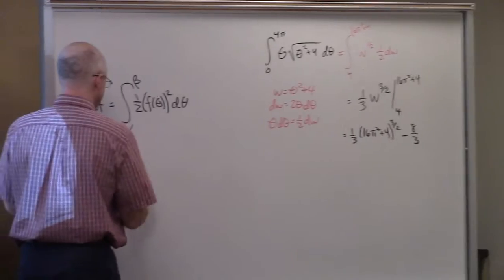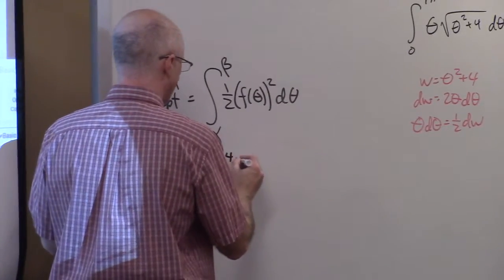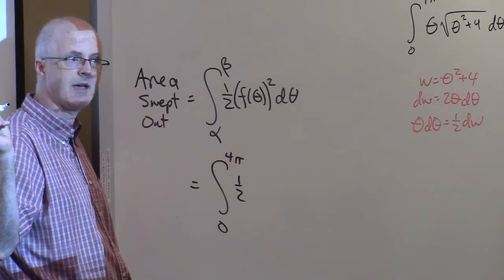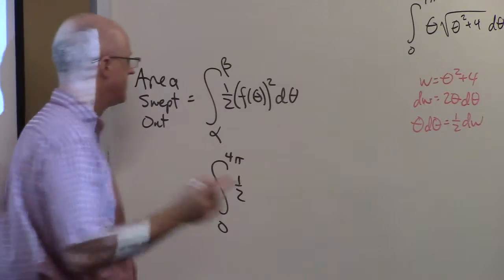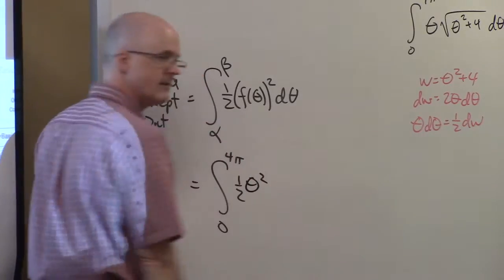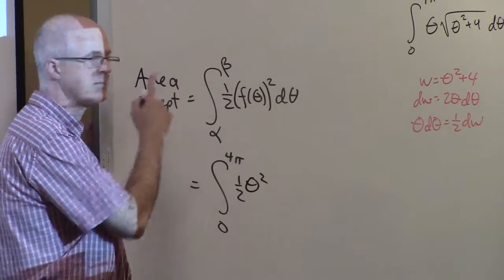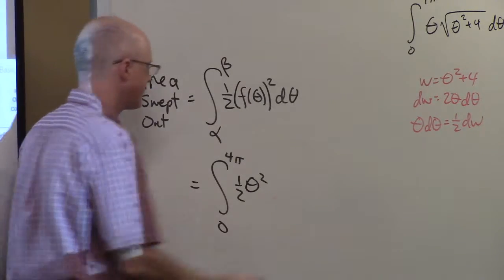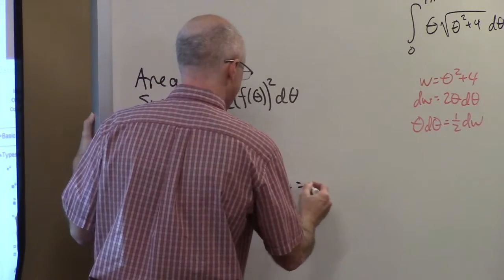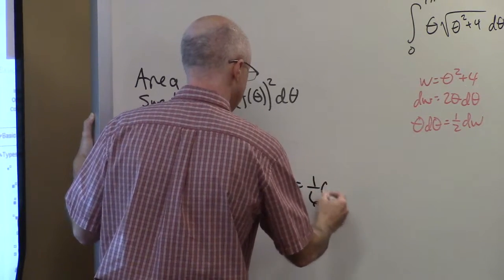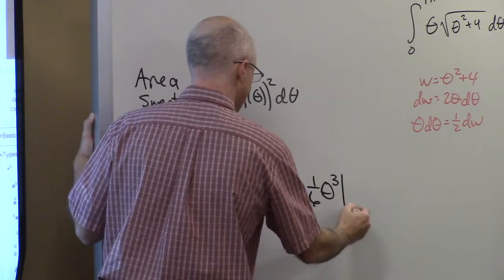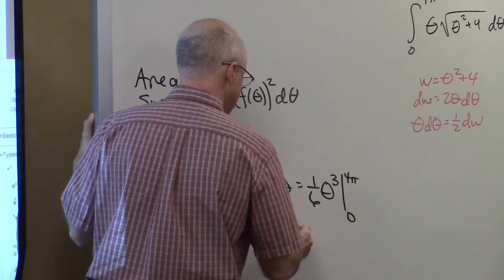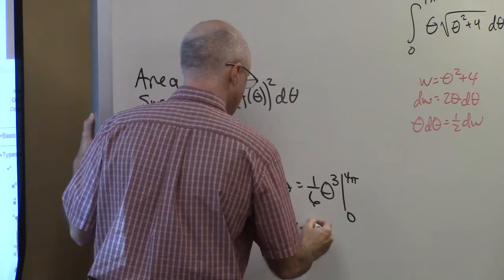For us, this is going to be 0 and 4 pi, and f of theta, if it's this example on the screen right now, f of theta is theta. You get a theta squared here. If it's the other example, f of theta was theta squared, then you get a theta to the 4th. So this is a pretty easy integral to do. 1/6 theta cubed from 0 to 4 pi. 4 cubed is 64 pi cubed over 6, it looks like.